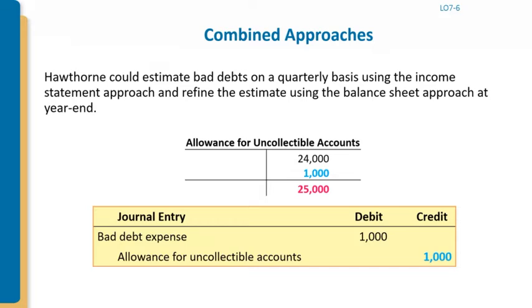And so this is the combined approach. So allowance for uncollectible, we have 24,000, but we need a balance of 25,000. So we will be creating a new 1,000. That is why bad debt expense debit and allowance for uncollectible accounts credit.